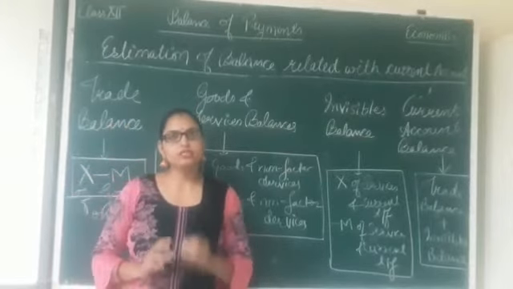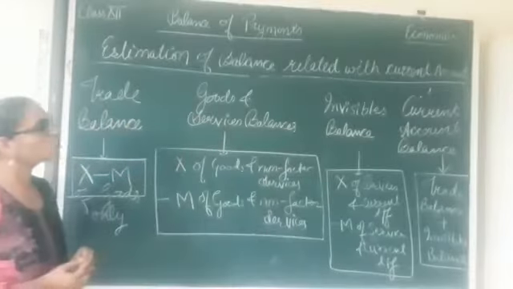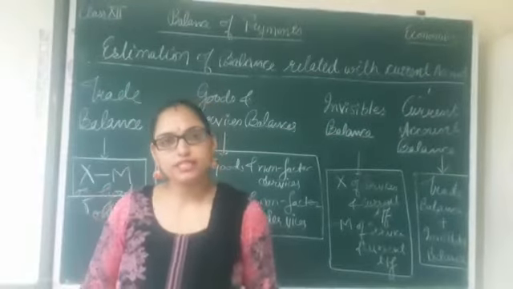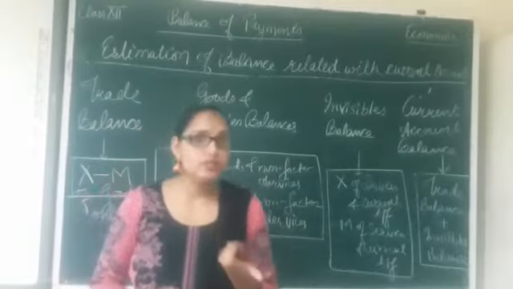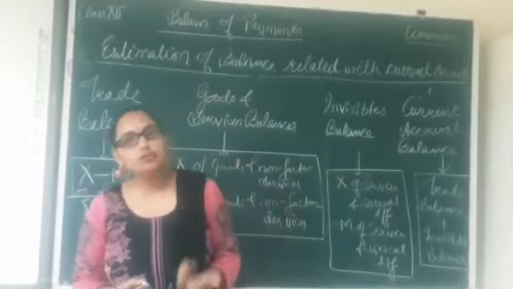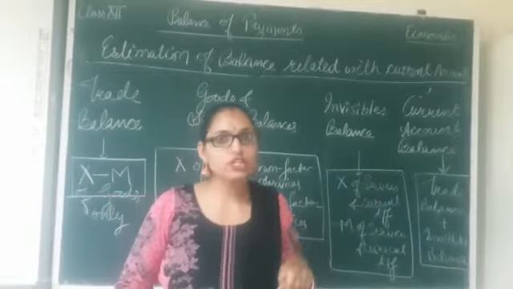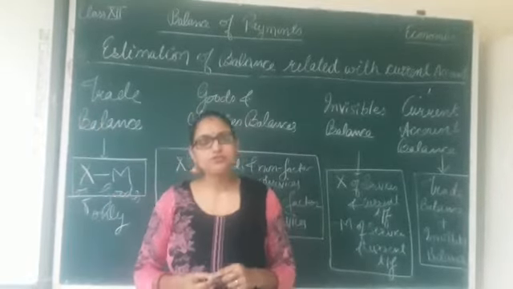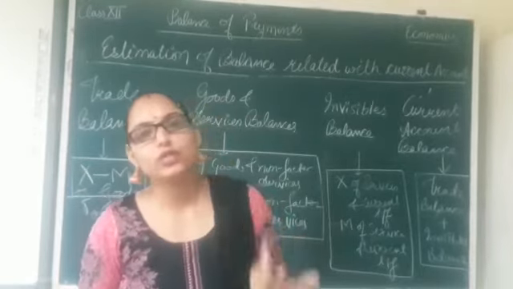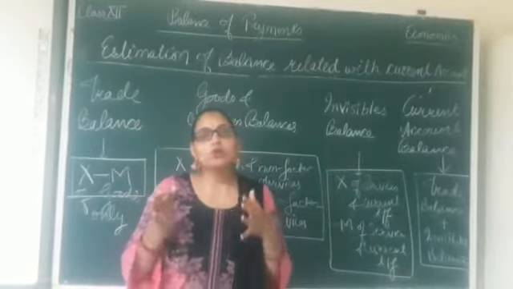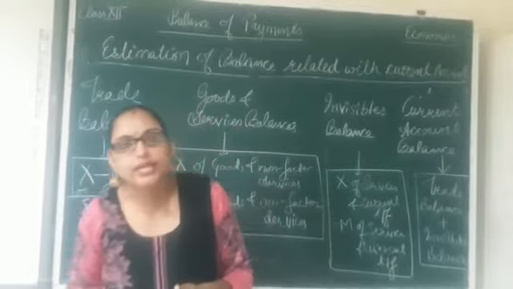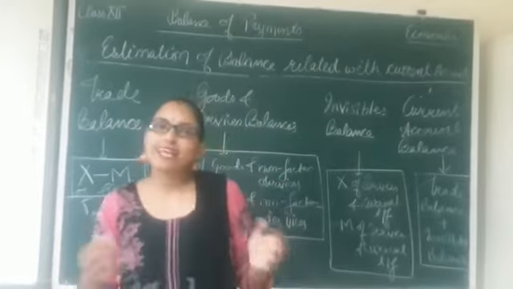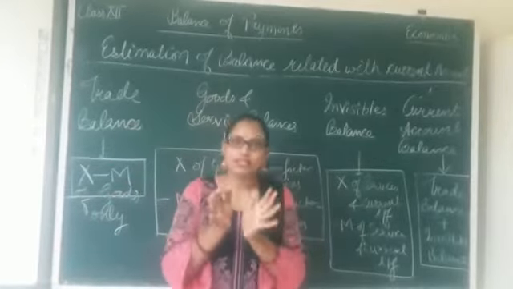So now let's move on to the next topic, that is estimation of a balance related with the current accounts. Now in the current account, as we have studied, there are three components. First is goods, export and import of goods. Second is services, export and import of services, which includes factor as well as non-factor services. And the third is current transfers, which are transfers for free like donation and gifts. Clear? So all of these components have a side of receipt and a side of payment. So the balance between receipt and payment will be the balance of current account.